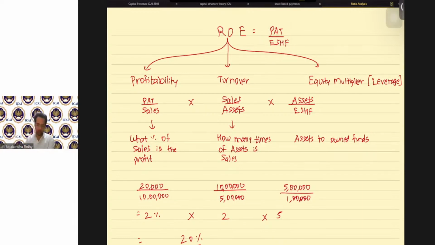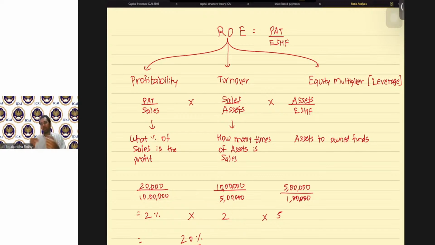How do you derive this 20%? That is what we want to know. What are the various sources from which this 20% is generated? So 2% is generated as a profit margin. That gets multiplied by 2 because I am making sales twice that of my assets. Whatever the amount of assets I have, double of that is my sales. So on my total assets, I'm having a 4% return.